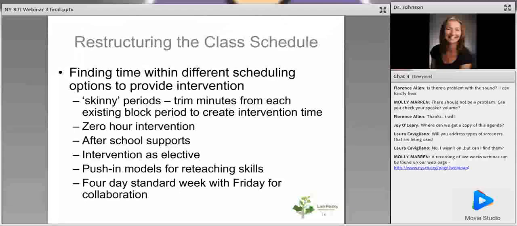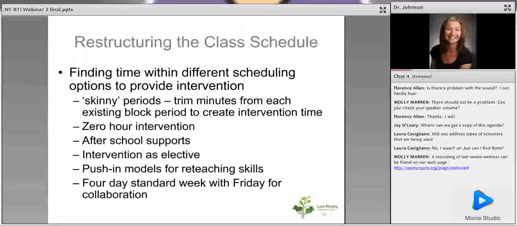So it was kind of a push-in model, but it was really more of a combination of push-in in terms of that's where the service was delivered, but it really was intensive, and so it was like a pull-out model, if that makes sense.